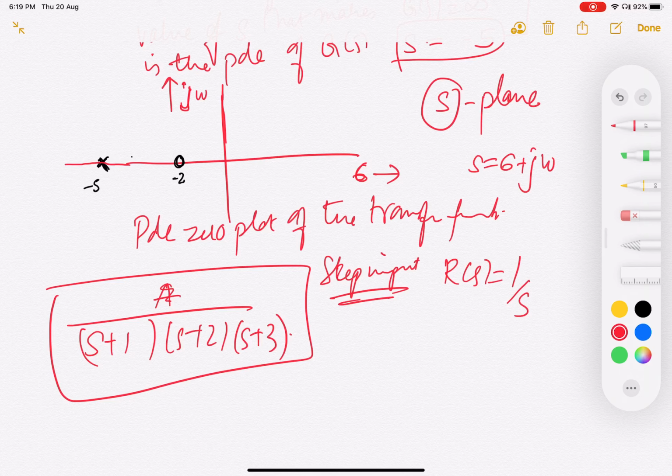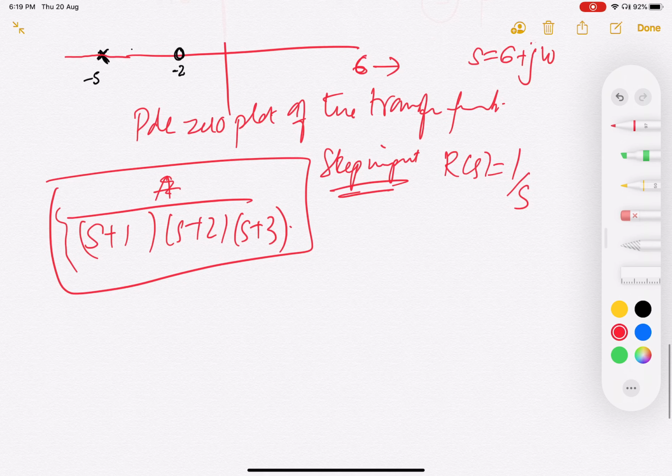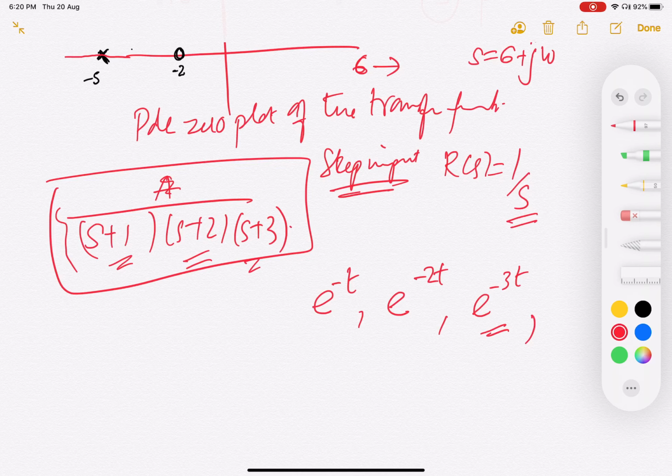So without even solving for this completely and finding the Laplace inverse, you can say that the response is going to contain terms e to the power minus t because of this, e to the power minus 2t because of this, e to the power minus 3t because of this, and there would be some constant term because of the input that is there, so some constant k. So you'll know that the overall response will be the sum of these four responses, right? So this was just a small introduction about this.